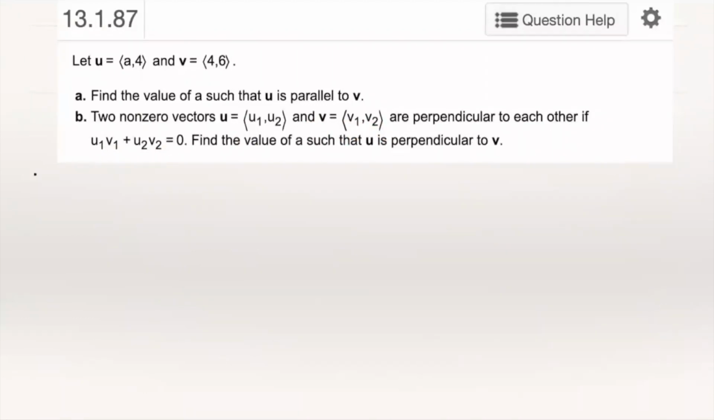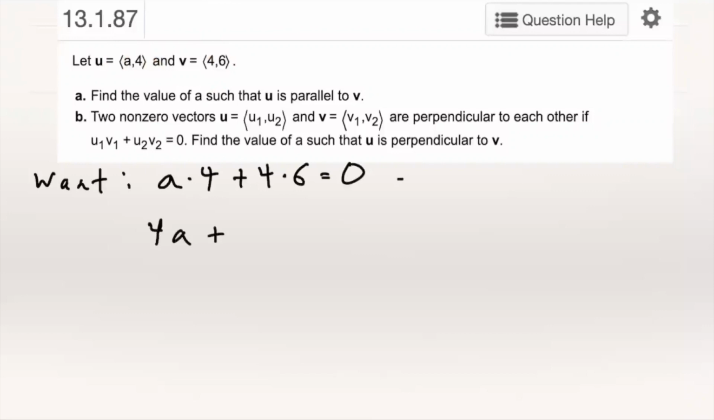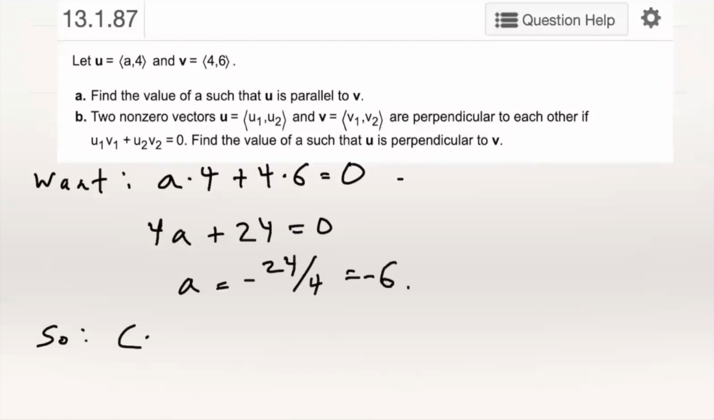So for part B, we want this equation, and U is this, V is that. So plugging in the numbers, we want A times 4 plus 4 times 6 to be equal to 0. And that means that 4A plus 24 is equal to 0. So therefore, A is equal to negative 24 fourths, which is negative 6. So that means that (-6, 4) is perpendicular to (4, 6). And indeed, we can check that it satisfies this equation. That's negative 24 plus 24, plugging it into that equation, which is 0.